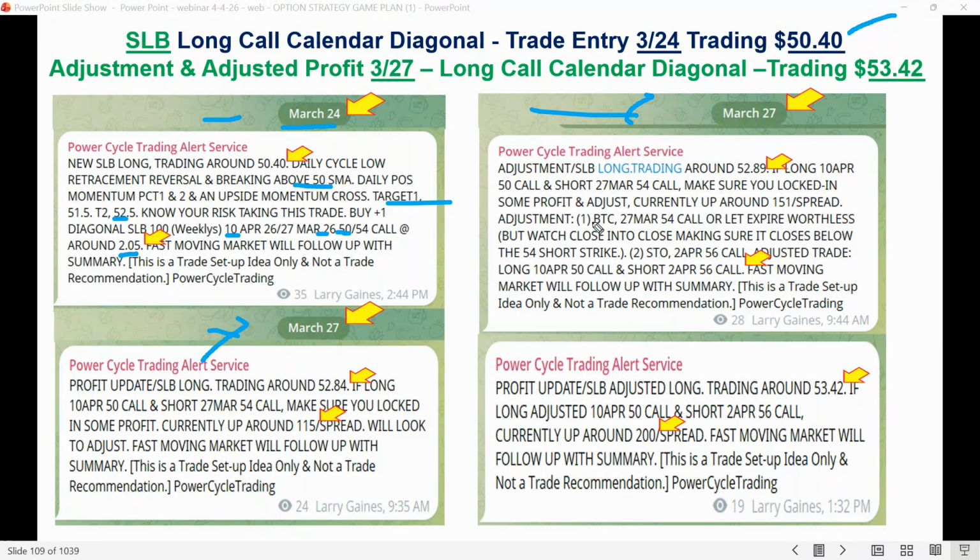So here was the adjustment, buy to close. This was going through the adjustment. I'll show you here in a minute so you don't have to read through this. And then here it was profit update, Slumberjay. Now it's trading at 53.42. If you are long the adjusted 10 April 50 call, short the 2 April 56 call, currently up around $200, fast moving market, things like that. So that's kind of what you can expect on these type of alert updates.